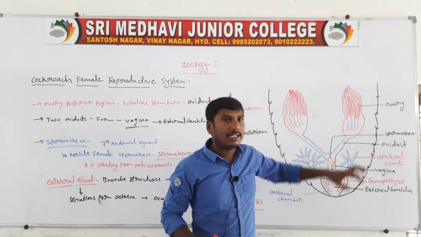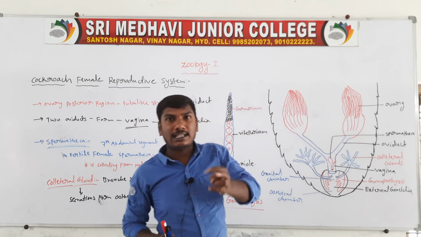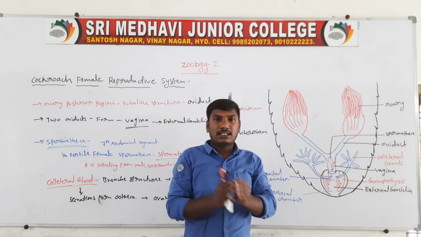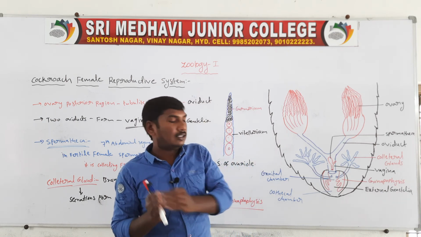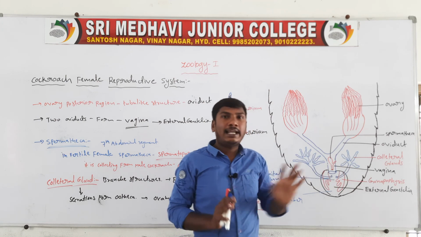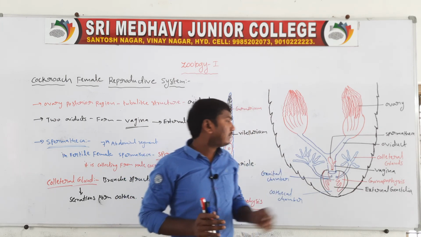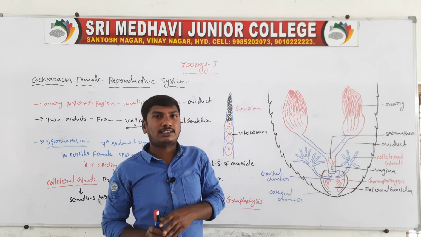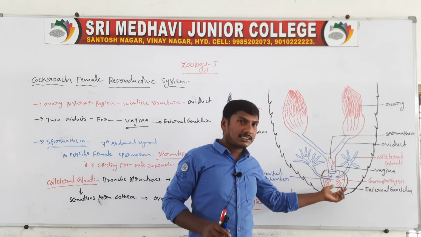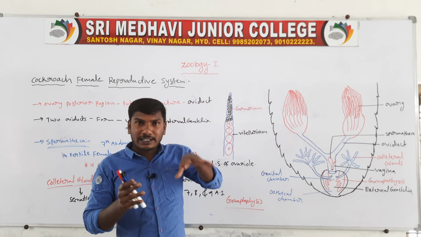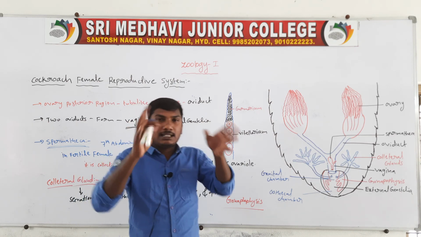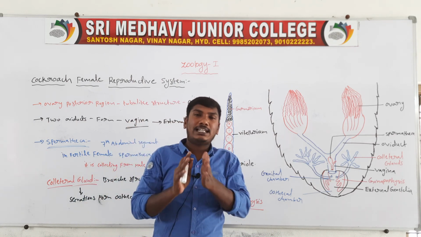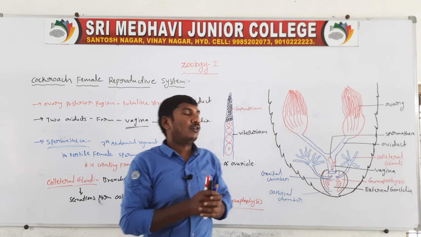Next, the spermatheca. The spermatheca contains two sac-like structures, one large and one small, which open into the external genitalia. Next, the collateral glands. The collateral glands are branched structures that open into the external genitalia. Their secretions form the oothecal membrane, which covers the ovum.